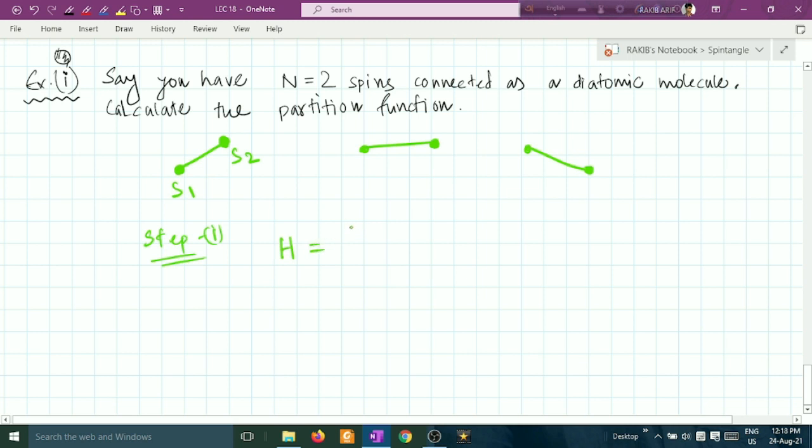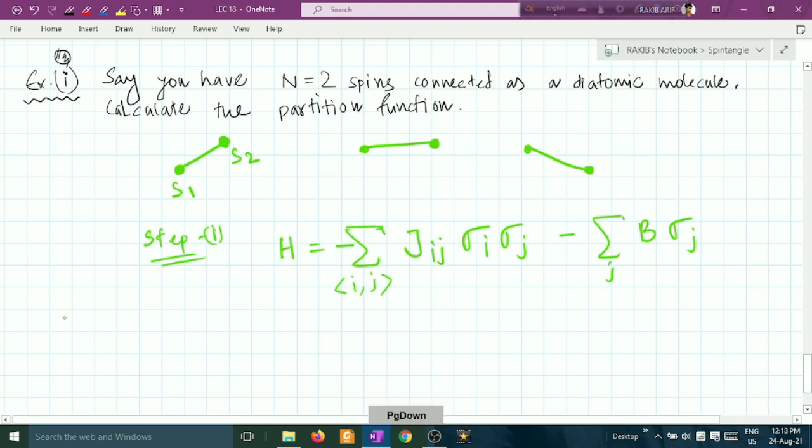Hamiltonian is equal to minus summation over i, j of J_ij sigma_i sigma_j minus summation of b sigma_j, the summation over j. This is our Hamiltonian formula. There is a minus in it. So in this case, first of all, there are 2 spins, S1 and S2. So i will be 1 and 2.